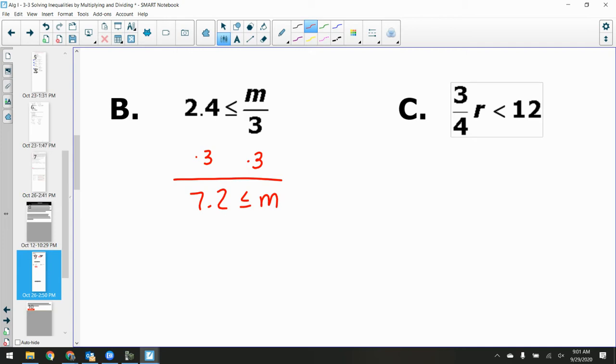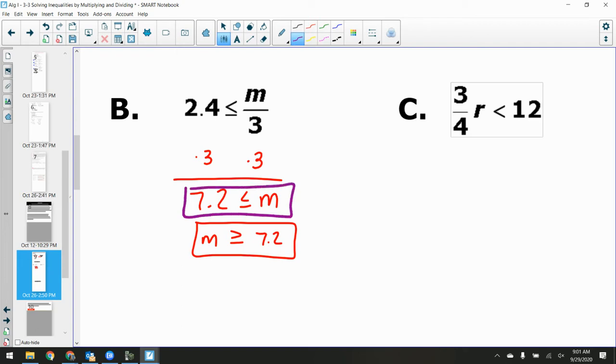How would I write this answer? Would I leave it like that? No, you change the variable to the side. I'd move the variable to the left side. I would say m on the left side, 7.2 on the right side, and now this symbol goes from less than and turns into greater than. Okay, that's how I would write this problem. I would box that answer. If you put this answer on an answer blank, I will still give you credit for it.